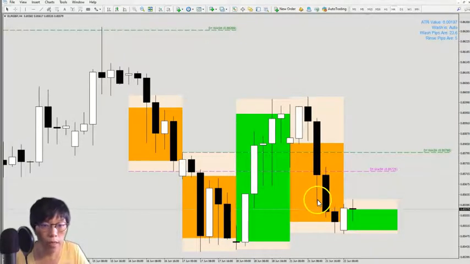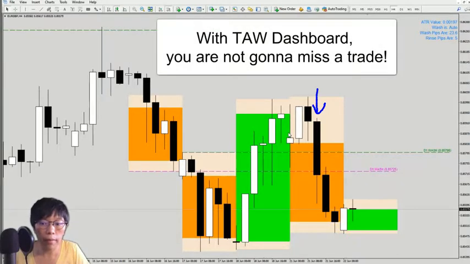Right, where is the signal that happened? Let me just mark that down for you, and it's here. So that's the signal. We had a short, and we had an alert, and the alert came from TAW Dashboard. We saw that there was a sell highlighted here in Euro-Pound about 14 hours ago, and it's a trade doing well. I would say, hey, look, it's in profit, and we're just waiting for potentially more profit to come in. With TAW Dashboard, you're not going to miss a trade.